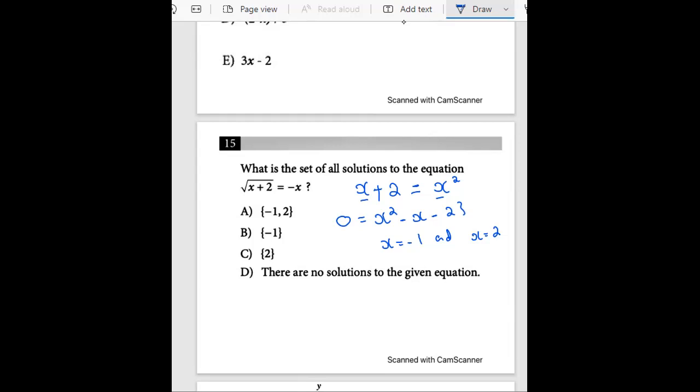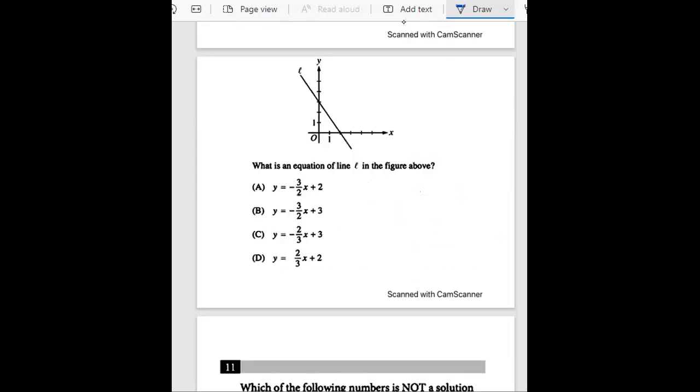So this means that x equals 2 is not going to work, so we will not use that. So the answer would be B. The reason behind doing this question was just to emphasize that it's extremely important to check your values.